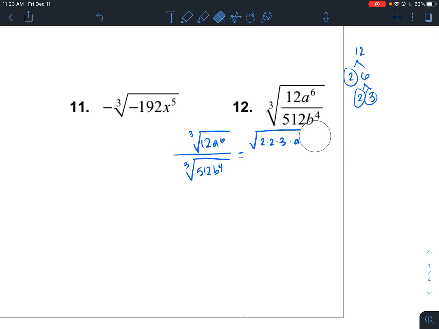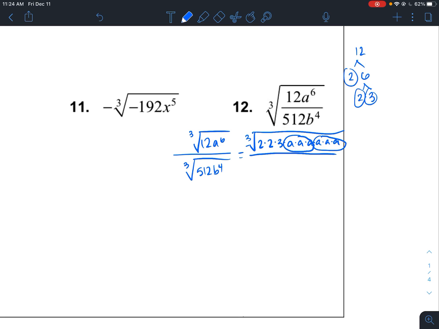Another way I could do this, if it makes more sense, is the cube root of 2 times 2 times 3 times a times a times a times a times a times a. So a 6 times, right? That's going to give me a to the 6th. Now, this is a cube root, so I'm looking for groups of 3. So here's a group of 3 a's, here's another group, and that's it. I can't group anything else because there's not another 3, or another 2, and there aren't 2 other 3's.